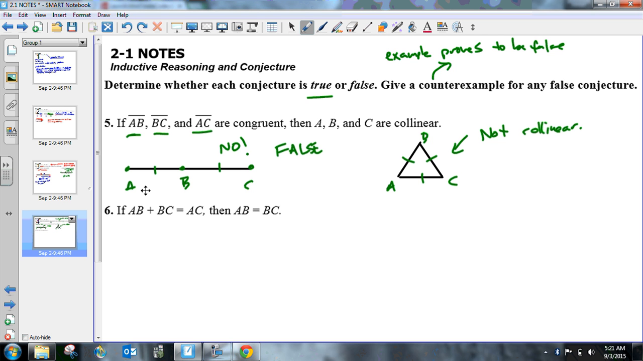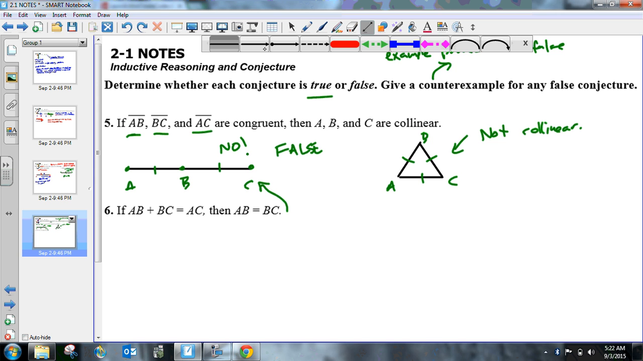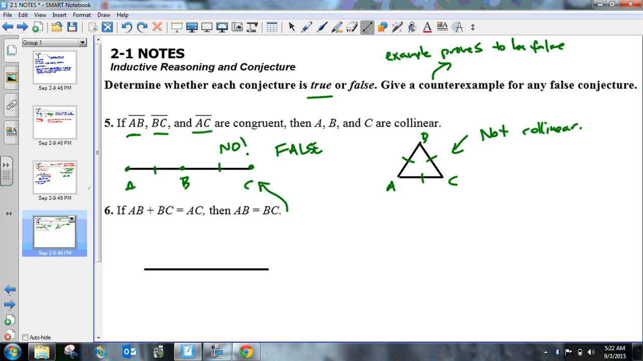And then it says this: if AB plus BC is equal to AC, then AB is equal to BC. So that follows what we have up here. You could make this true. This is true if I have this picture, but is it true for all of them is the question. And the answer is no.